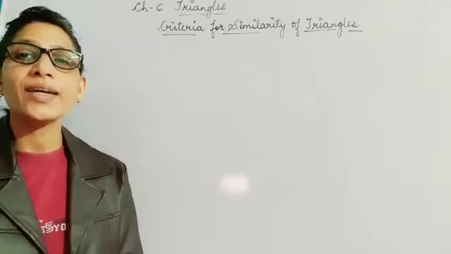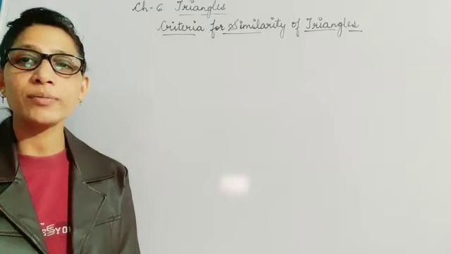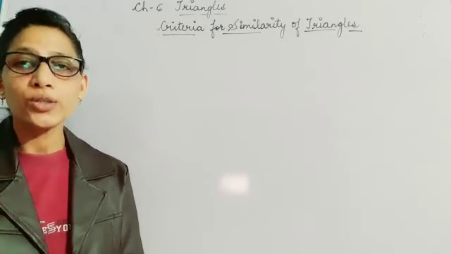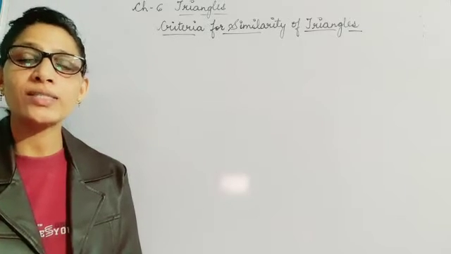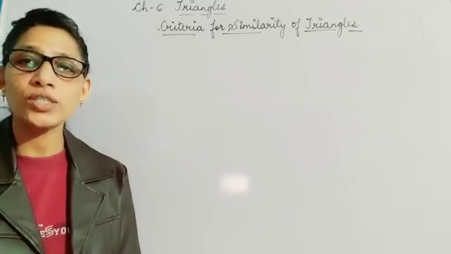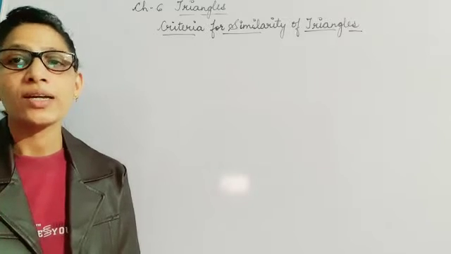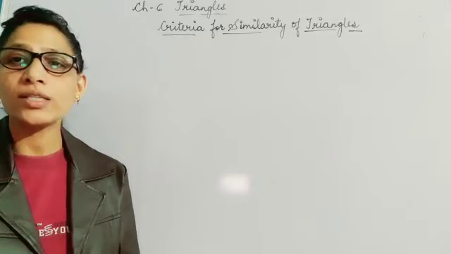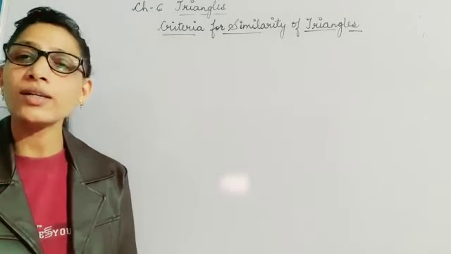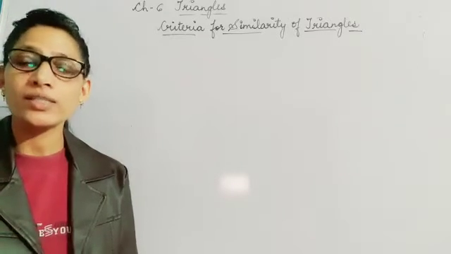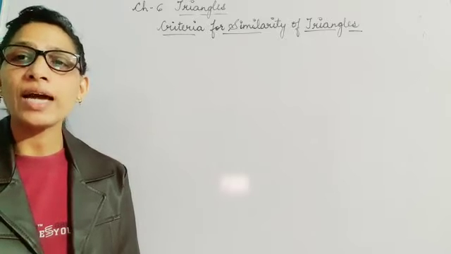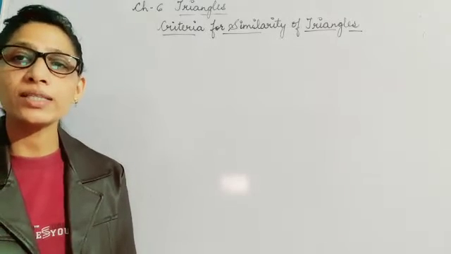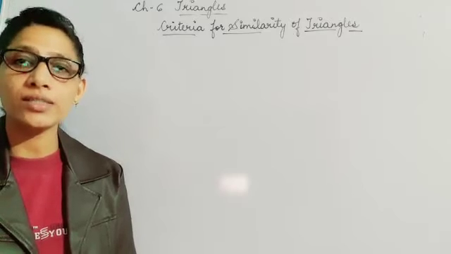Hi everyone. In this video we are going to learn about criteria for similarity of triangles. Children, you know two figures are known as similar figures if they possess the same shape but different size. And if we are talking about two triangles, that means the shape is the same, that is triangle, but they will be of different size. Now let's see, if we have two different triangles of different sizes, then how can I say that the given triangles are similar or not.